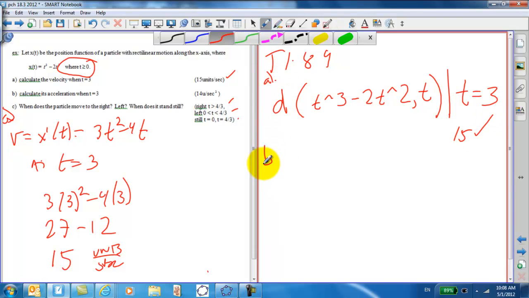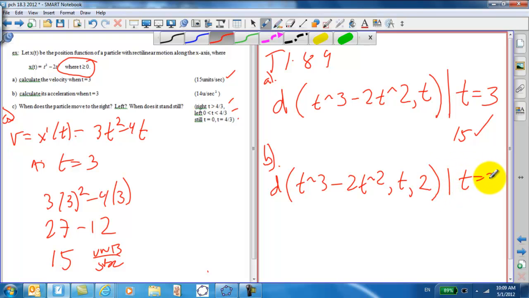Part B, you can just take exactly what you had before and edit it and put that third argument in there too. That will give you the second derivative. So you can just go back and put in a comma 2 there to do the second derivative, and you get 14. Voila.